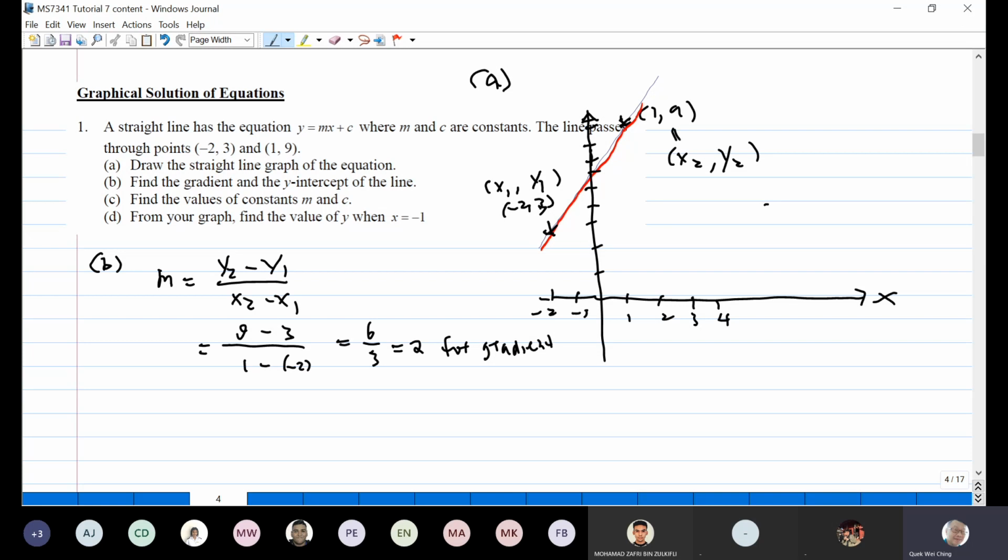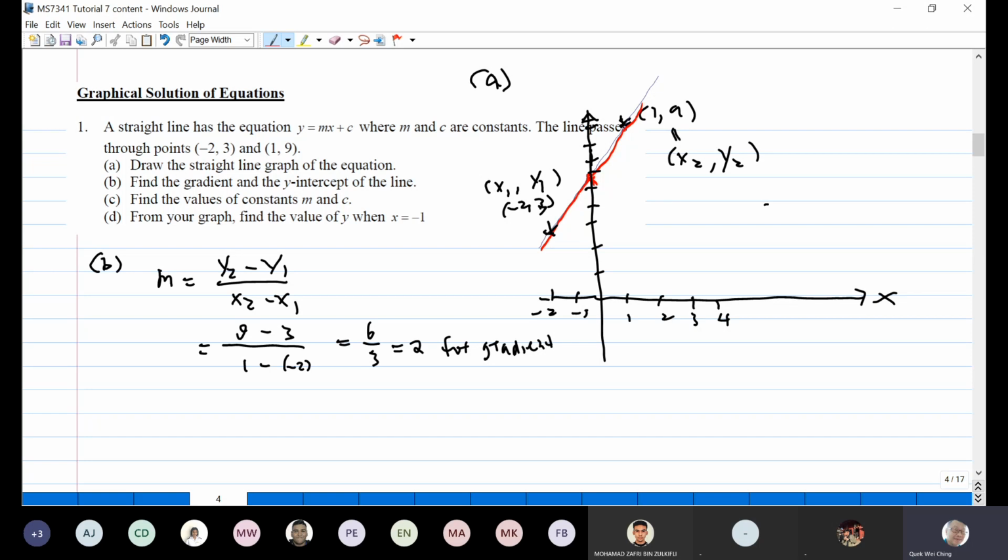Now I want to find the y-intercept. So what is the y-intercept? The y-intercept is the point where the straight line cuts the y-axis. So don't worry about it if there's no graph paper here. Definitely this question will come up in the exam, and there will be graph paper for you to plot. So don't worry about this.